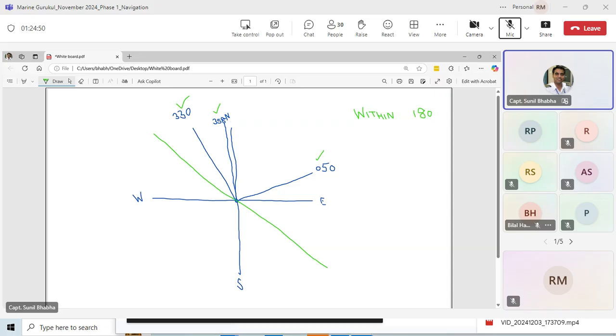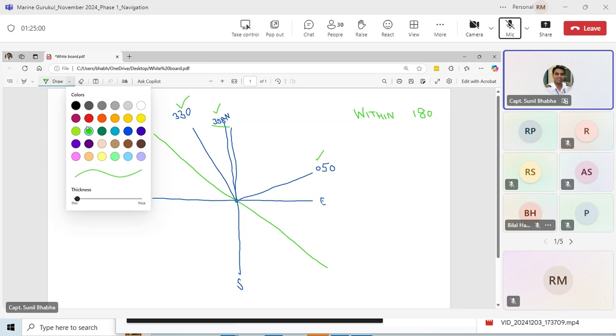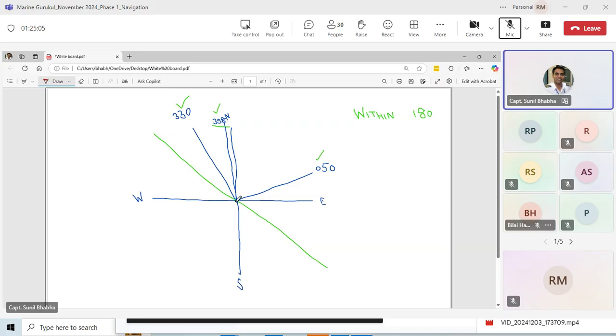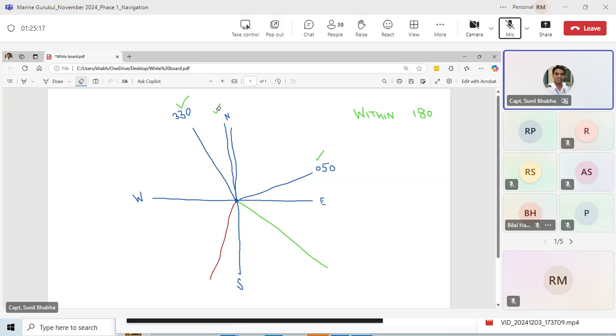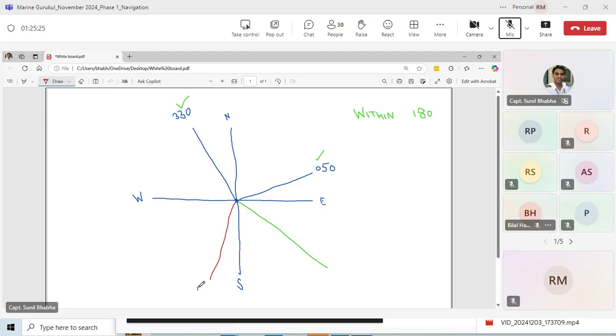Okay. Now let me give you another example. If instead of 358, the third bearing was something else, let us say 200. So the third bearing is 200. Okay. Let me erase the unnecessary lines. 358 is cancelled now. These are the three bearings now. This is 200.